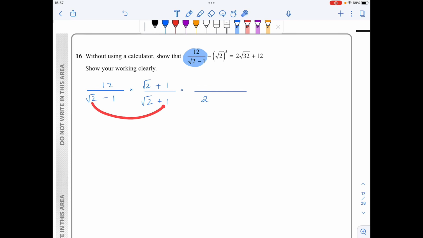Then this expansion will give me root 2. This one will give me minus root 2. They will cancel out. And the final expansion will be minus 1. And then in the numerator, I get 12 times square root of 2 plus 1. If I expand the numerator, I'll get 12 square root of 2 plus 12. The denominator is 1, so no need to write it.